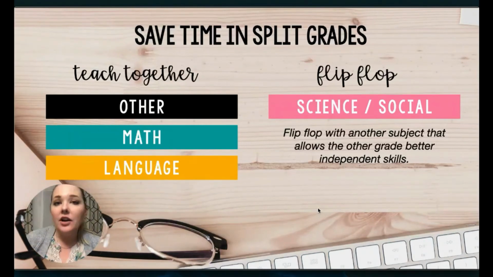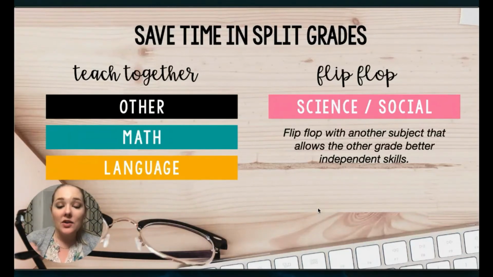Now, the other alternative is, instead of flip-flopping with science and social studies, where you're teaching science to one grade and the other grade is independently working on science, try to flip-flop with another activity in another subject that students can work independently on. Most students can work on art independently. Some students can work on writing independently. When you have that going, they can just get down to business and write.